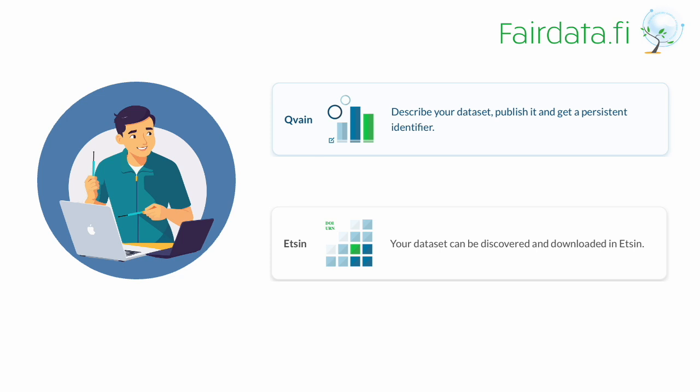John's research data has now been published, and it is findable in the Fairdata Etsin service. Etsin allows users to search for datasets, and within the access rights set during the publication stage, also download openly published data. After the publication via Qvain, the research dataset now has its own unique persistent identifier, DOI, which enables citation.